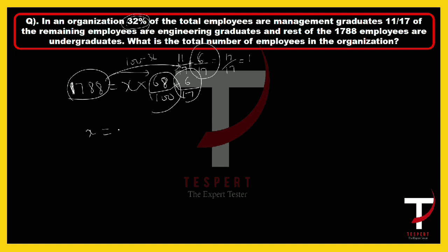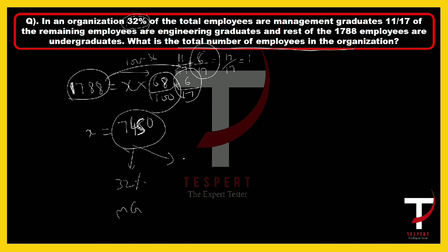7450. What is this value? 7450 is the total number of employees in the organization. Okay, out of the 7450, 32% are the management graduates, and out of the remaining value, 11 by 17 are the engineering graduates. Okay, fine, let's move on to the next one.